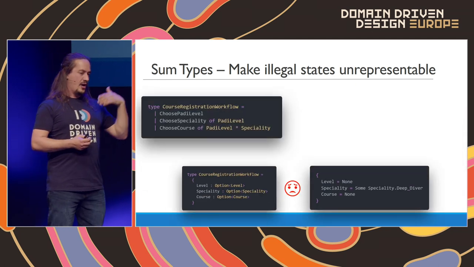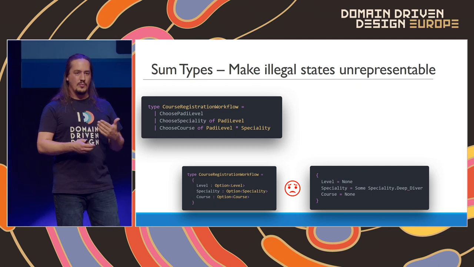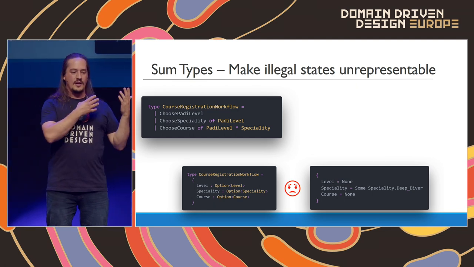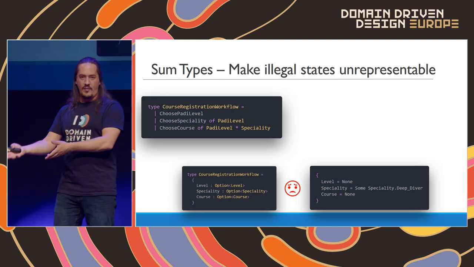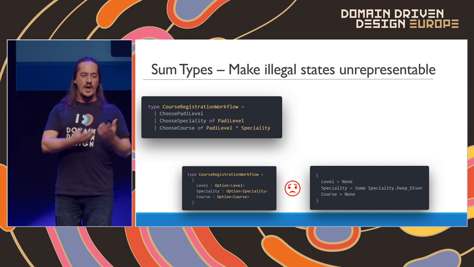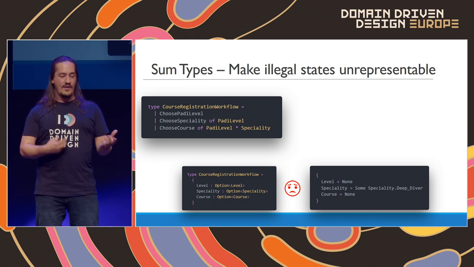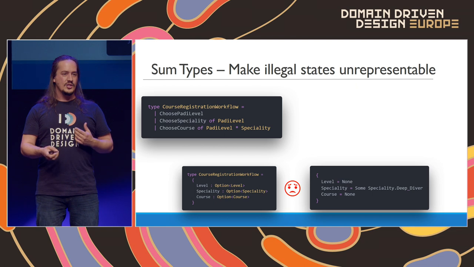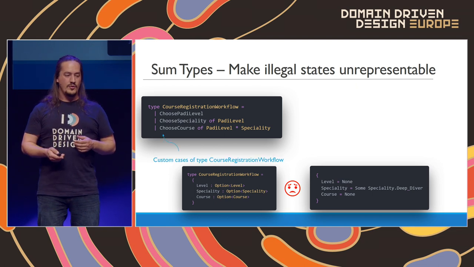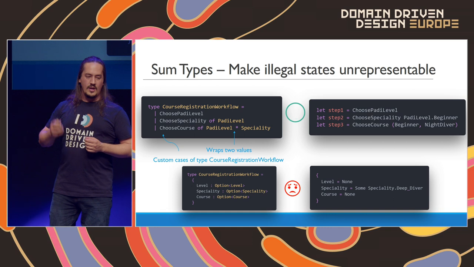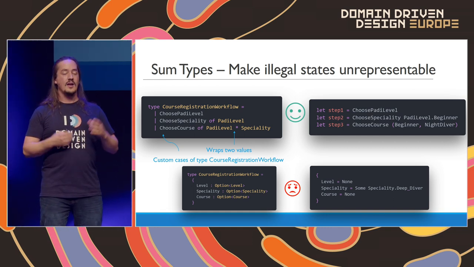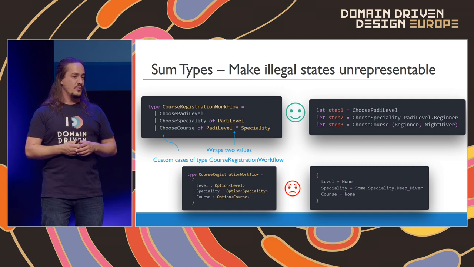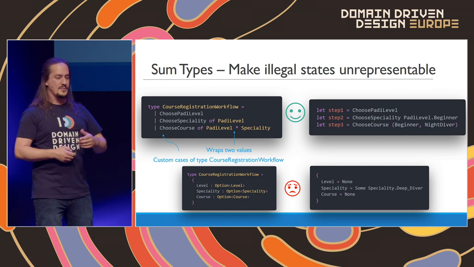we have a workflow, and the workflow has multiple values it can take. It has choose Paddy level, right? Or it has choose speciality, and for that you need to have a Paddy level already as a parameter. Or you have choose course, and that needs a level and a speciality. So with these types, if you want to instantiate them, you wouldn't be able to actually instantiate one of those with the wrong parameters. I can't say, hey, only a speciality in my registration. That doesn't work. If you are at step three, choosing course, you have two parameters, your level and your speciality.